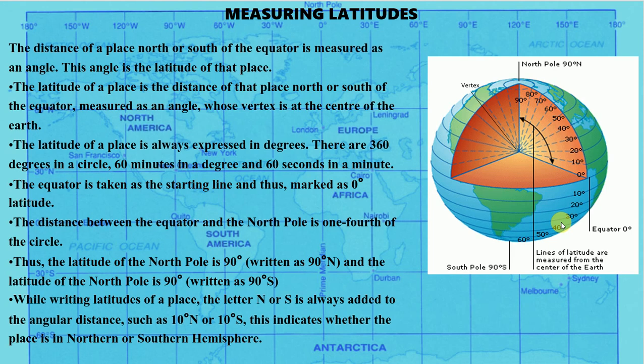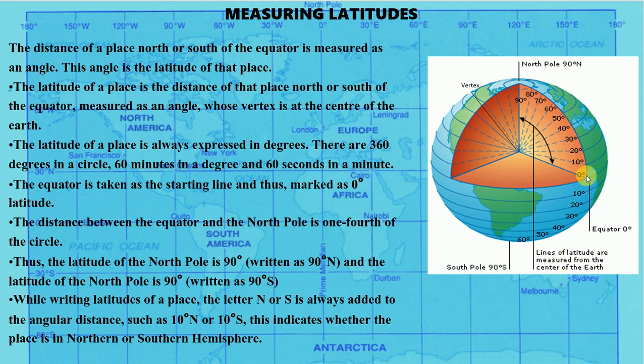Okay, the latitude of a place is the distance of that place north or south of the equator measured as an angle whose vertex is at the center of the earth. The latitude of a place is always expressed in degrees.